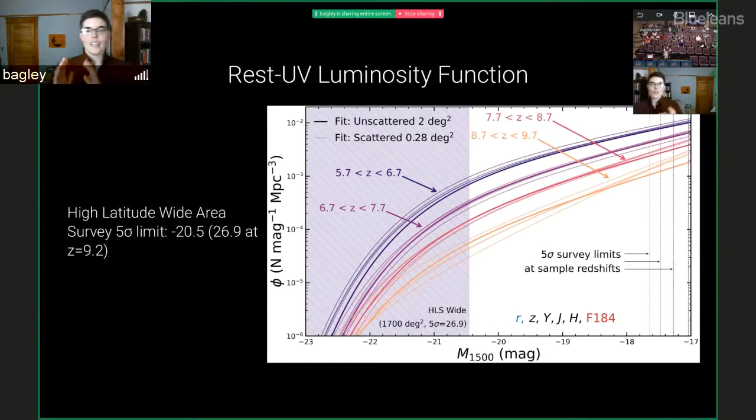And again, this box that I've put on here shows where the high latitude wide area survey 5 sigma limit, now plotted for about a redshift of 9, would land. And so we do see that that would just constrain the bright end. It would really help nail down that bright end, so it's going to be important to combine results. But it still leaves us in need of a deeper option.